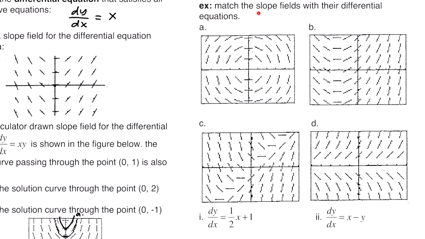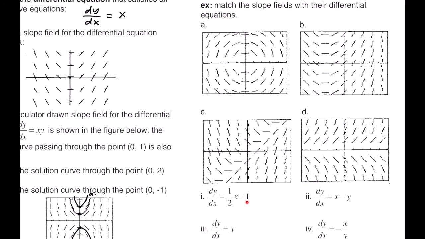For this example, we're going to match the slope fields with their differential equations. So I want to look at this differential equation, and if we were to set this equal to 0, what value would you get for x? So I have 1/2 x plus 1 and set it equal to 0. You'd subtract 1 and then multiply both sides by 2. So what this means is the slope is going to be equal to 0, meaning we'll have horizontal line segments along the line x equals -2. So if you look at B, at x equals -2, you have horizontal line segments. So this differential equation corresponds to graph B.